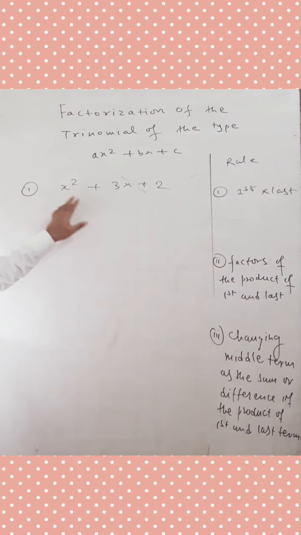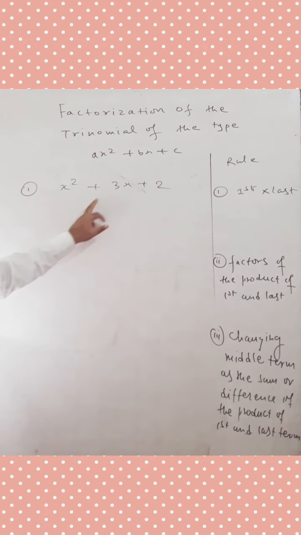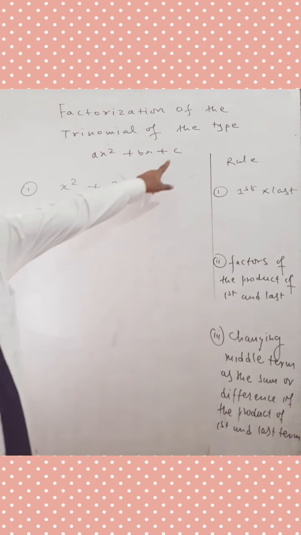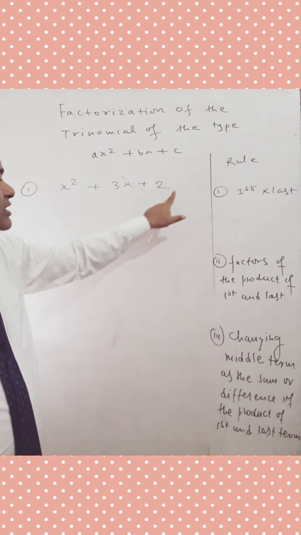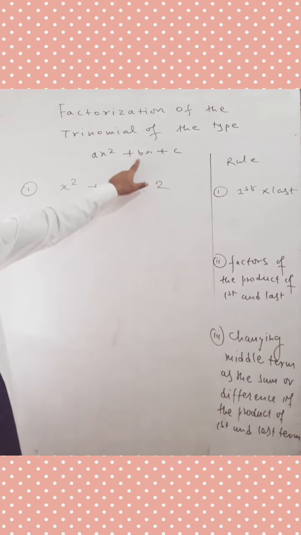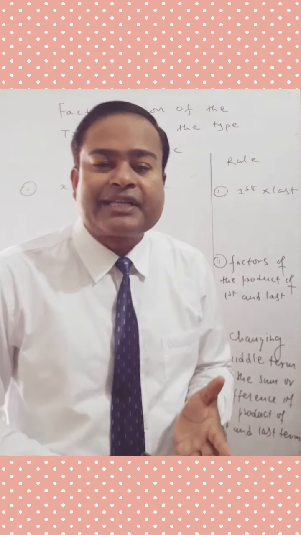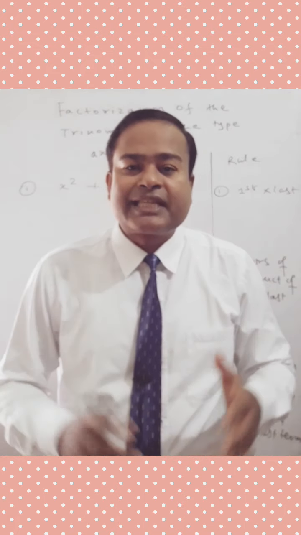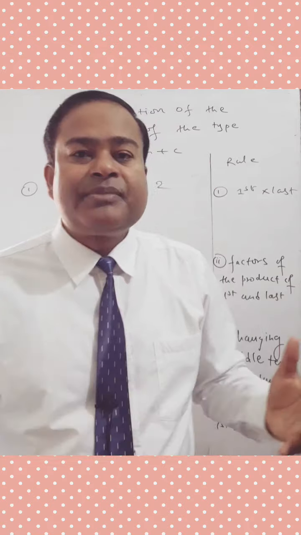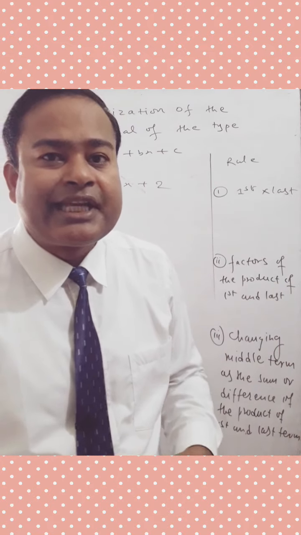In this example, x² + 3x + 2, the constant term c is 2, b is the number 3 and a is the number 1. This means a is the coefficient of x², b is the coefficient of x and c is the constant term. So a, b, c can be positive or negative.